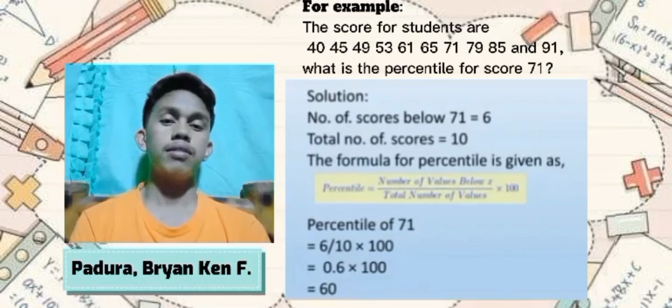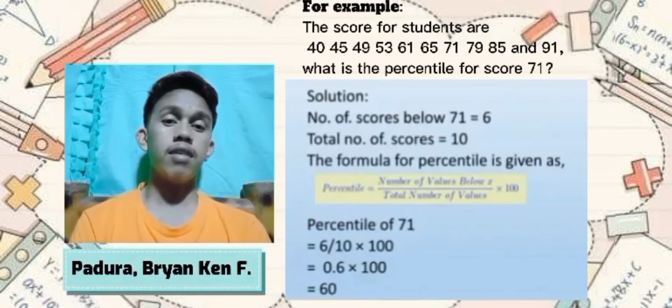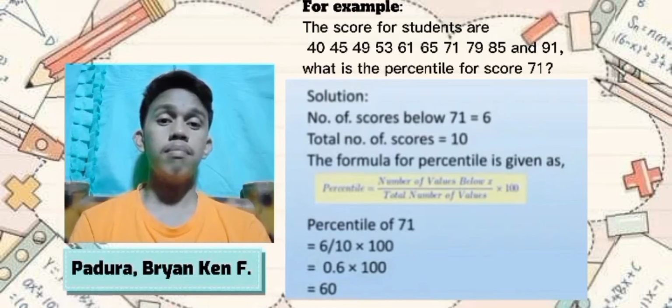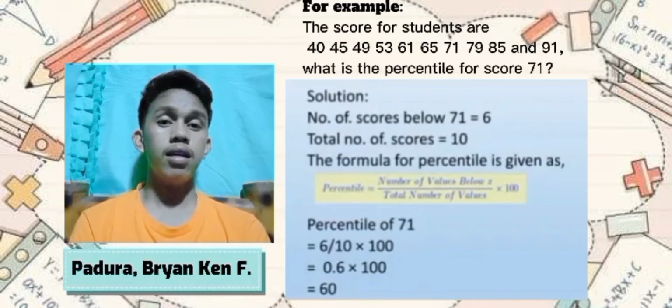So here's the solution. The number of scores below 71 is 6. The total number of scores is 10. The formula for percentile is the number of values below x over the total number of values, multiplied by 100. So 6 over 10 multiplied by 100, it would be 0.6 multiplied by 100. The final answer is 60. So 60 is the percentile for 71.